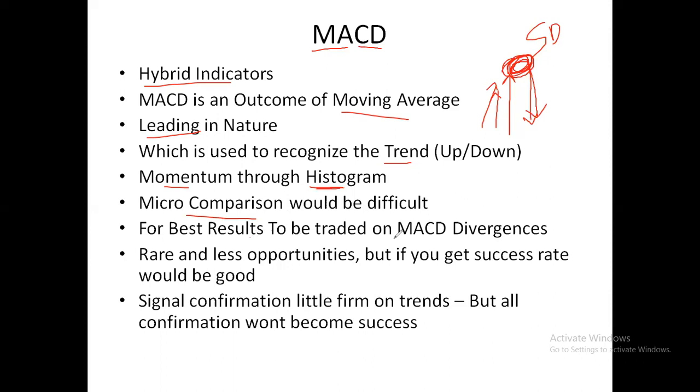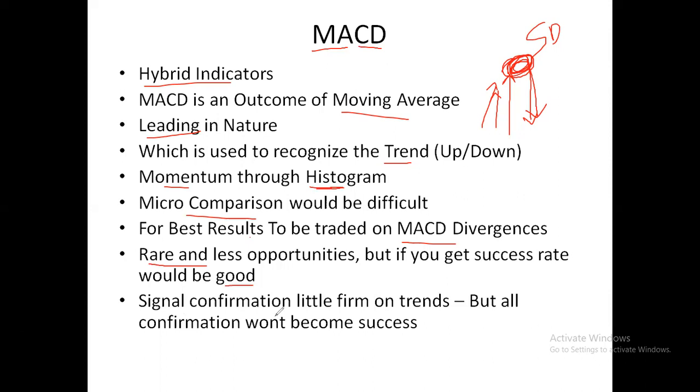For the best results, trade on MACD divergences instead of trading on MACD crossovers. If you find that kind of opportunity, there is a possibility that you might win the trade, and the success rate is very high. Getting such MACD divergences is not very frequent, it is rare with fewer opportunities, but if you get one, the success rate would definitely be good. So that's one positive scenario.